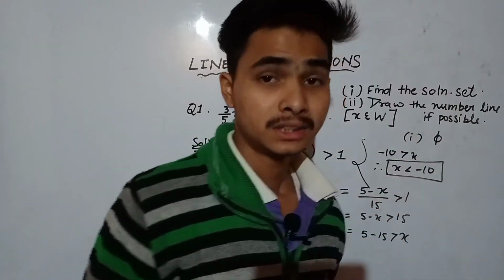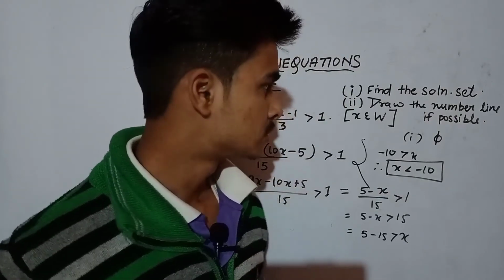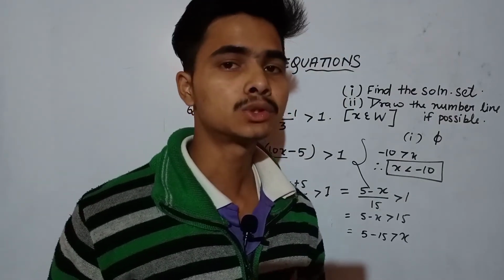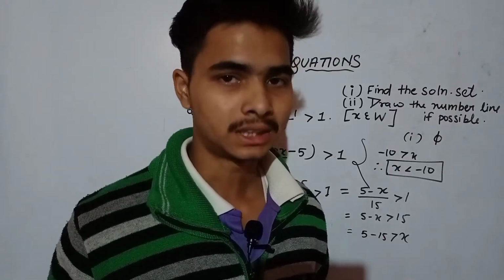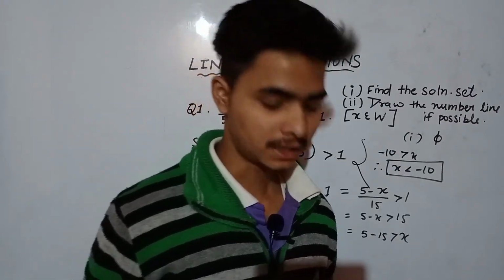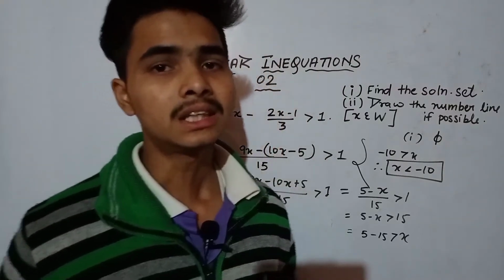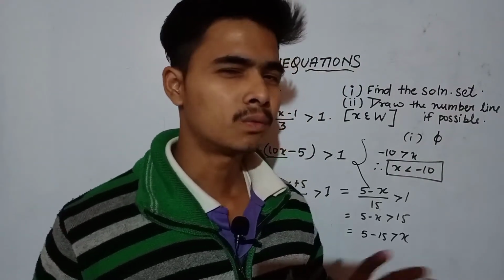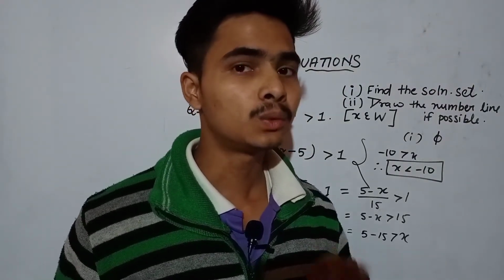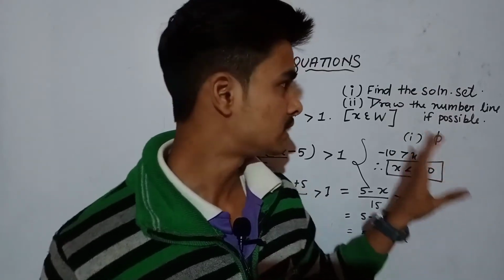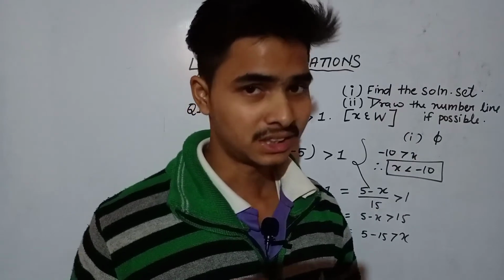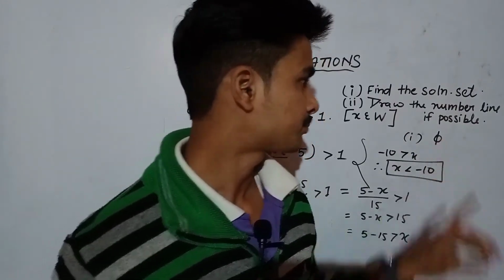This symbol is known as what? It represents that there is no solution set, or no element in the set. You might have learned sets in class 7 or 8. There, if there was no element in the set, it was written with this symbol. So the first answer is, the solution set is not there, so the answer is ∅.